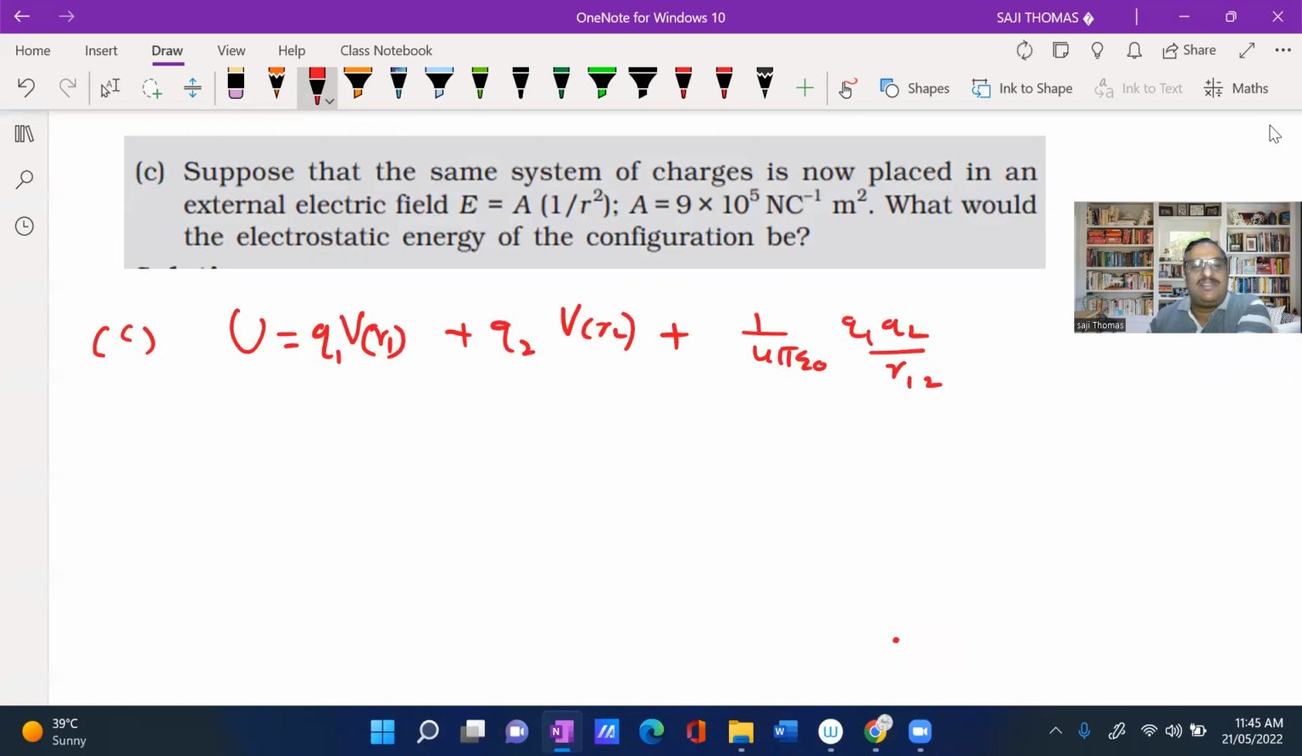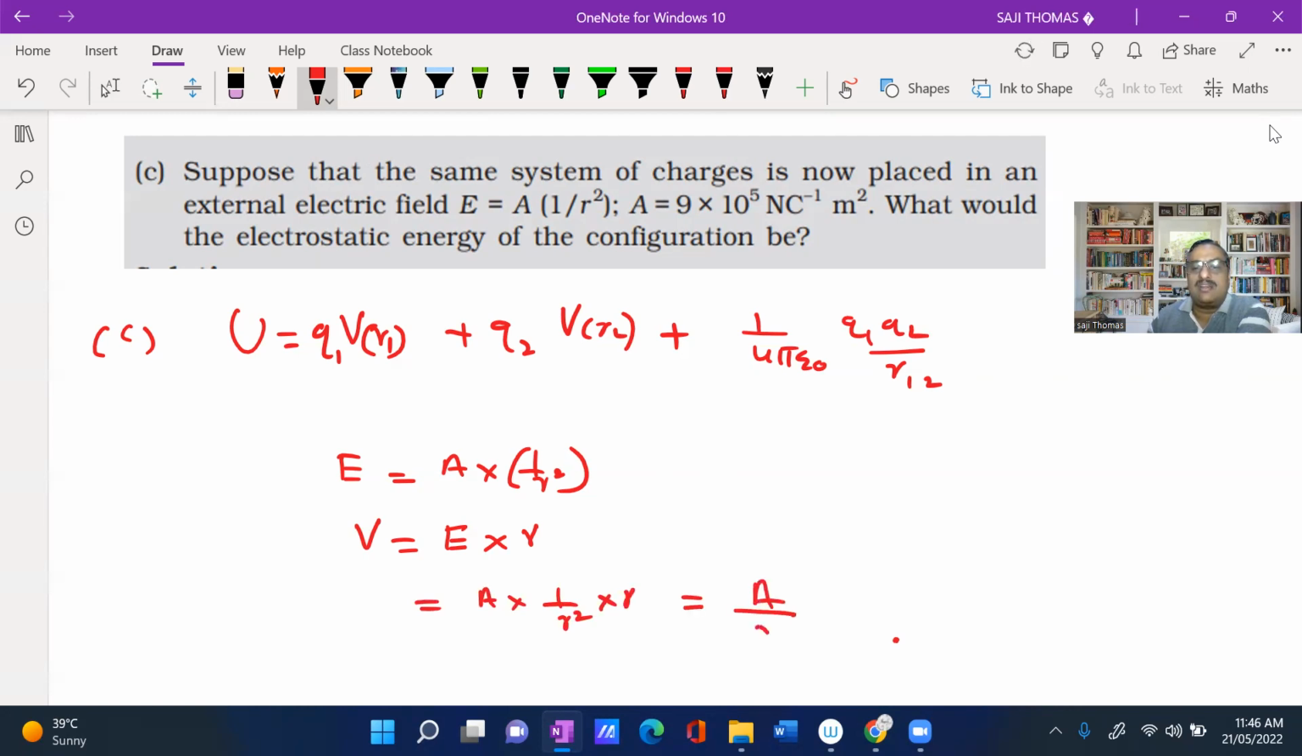Here the electric field is given. What is the electric field? E equals A into 1 by R square. You know the equation for potential difference, which you learned in the previous chapter also. V is E into R, electric field into distance. So we can write A into 1 by R square into R. So what is the potential equation? A by R. Now you put this in the equation.